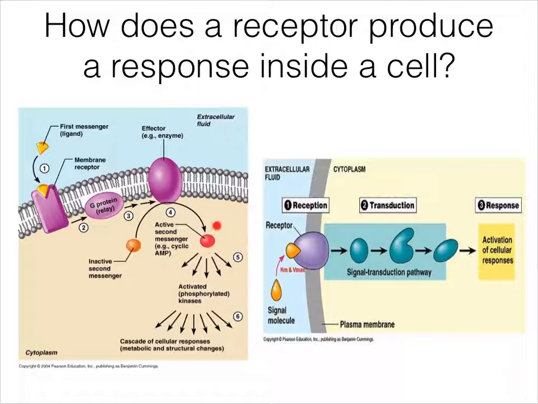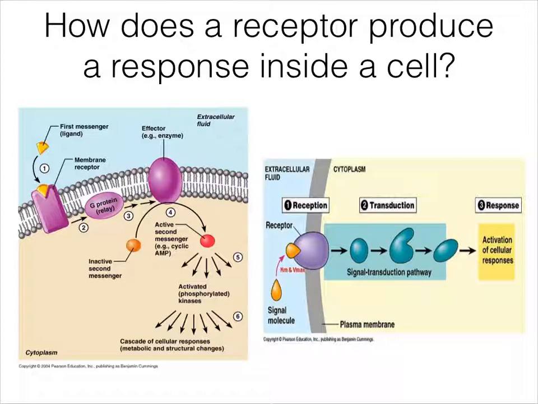This cyclic AMP, the second messenger, binds to a protein and activates that protein. That protein then goes and modifies a bunch of other proteins, which modify a bunch of other proteins, which then go and actually change the cellular environment. This is what's called a signal transduction cascade. And its purpose, or one of its purposes, is amplification.